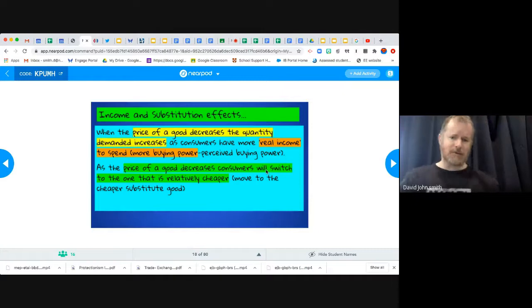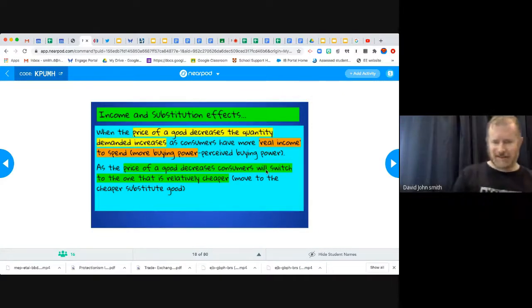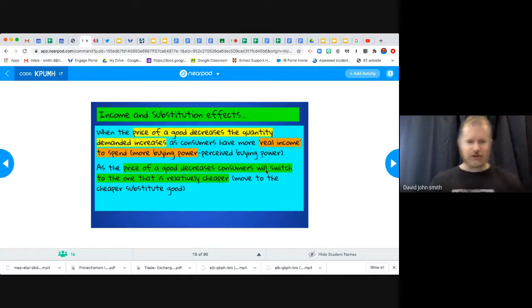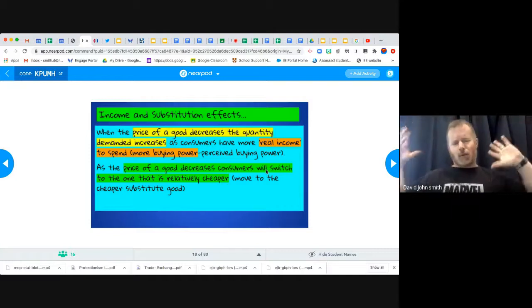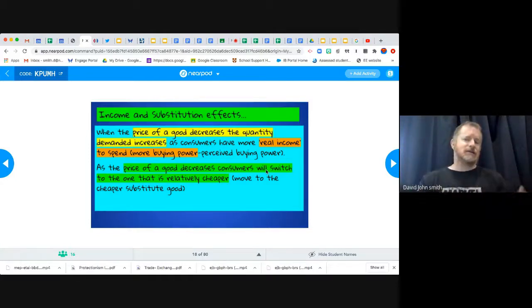Alfred Marshall came up with these two ideas. They're called the income and substitution effects, and they help explain why this occurs. So now we know that it occurs. Price rises, quantity demanded decreases. Price decreases, quantity demanded increases. But why? So it's partly to do with the idea of utility, because that's inside the curve, but there are other things that are inside the curve too.